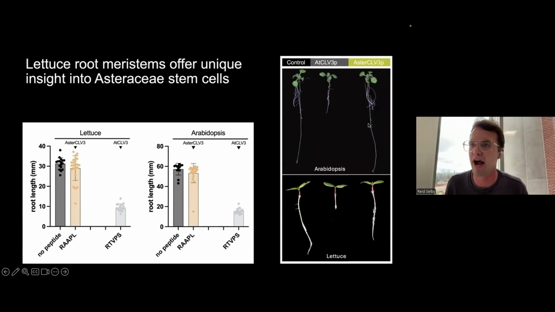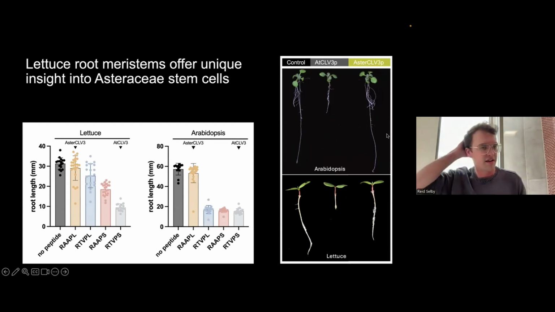However, if you grow either species' seedlings on media containing the Asteraceae ortholog of CLAVATA3, you see they are completely insensitive to the peptide, sort of recapitulating the results that we saw looking at floral organ number. Essentially, that the Arabidopsis ortholog seems to be a stronger signal peptide than the Asteraceae ortholog.